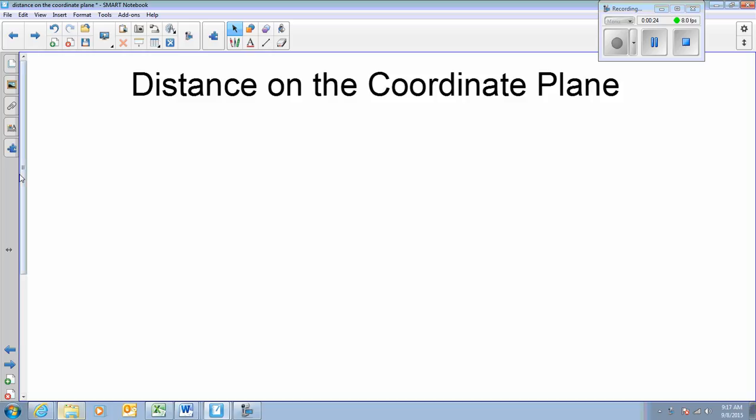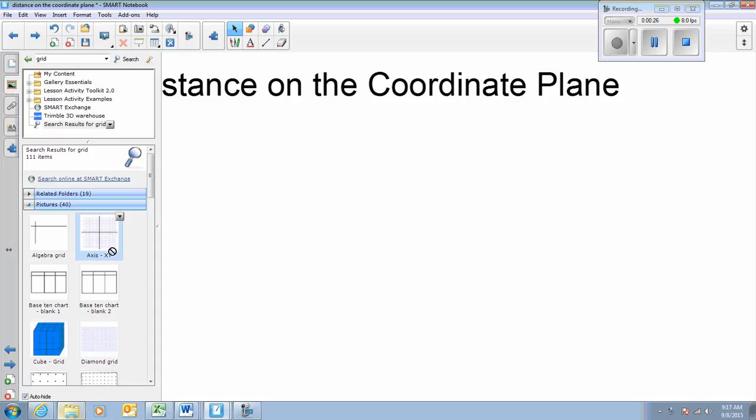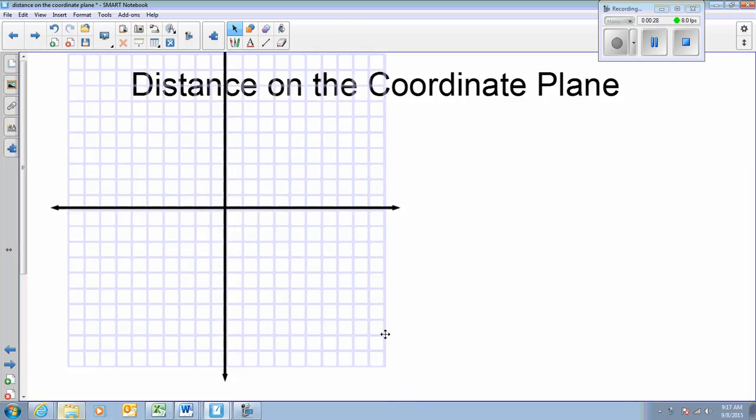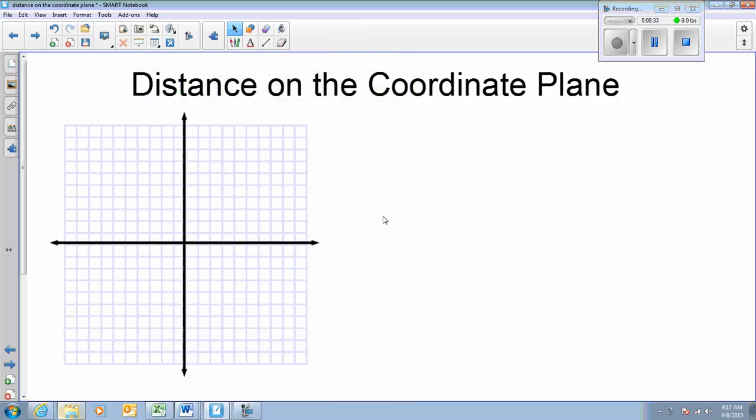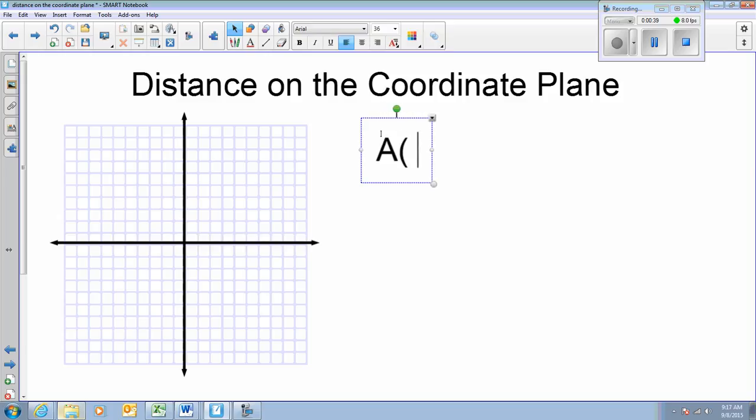So if we need to find the distance, let's recall a few things real quick. First things first, let's say we have 2 points. One of the points, let's call it point A for some reason. Let's say it has these coordinates: 2, comma 3.